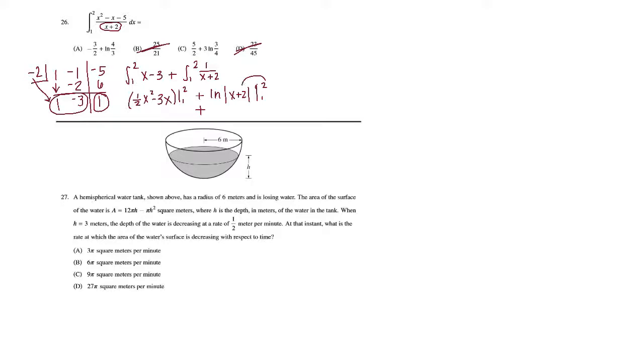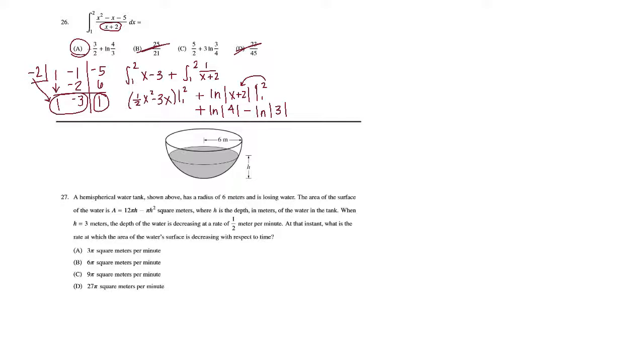So we're going to plug in our 2. So we're going to have natural log, the absolute value of 4. So it's the top minus the bottom. So natural log, the absolute value of 3. And so when we put these together, it's natural log of 4 over 3. So that's going to give us answer choice A.